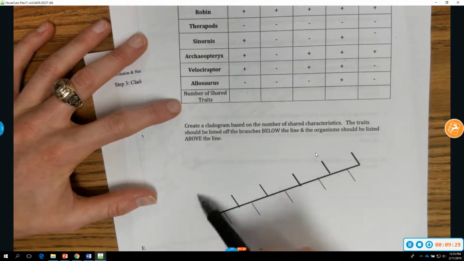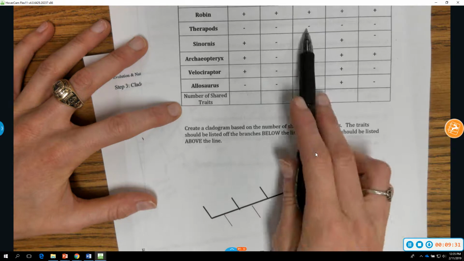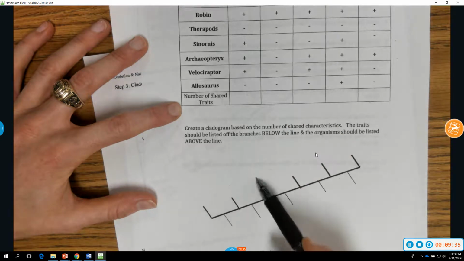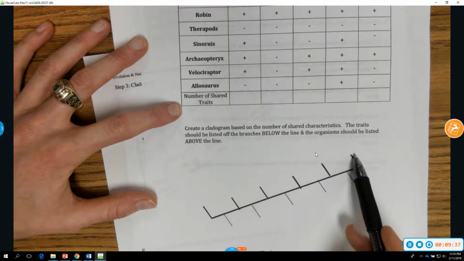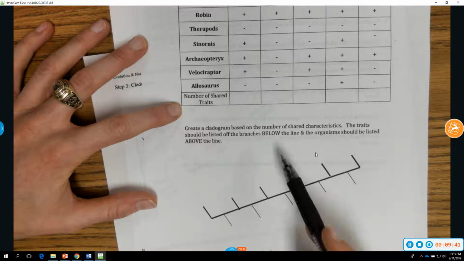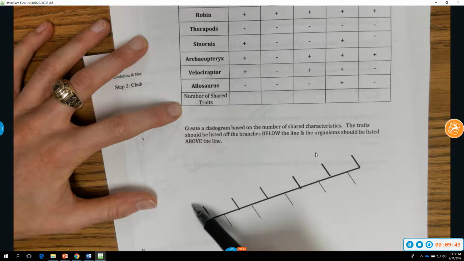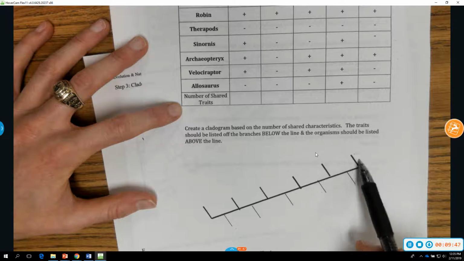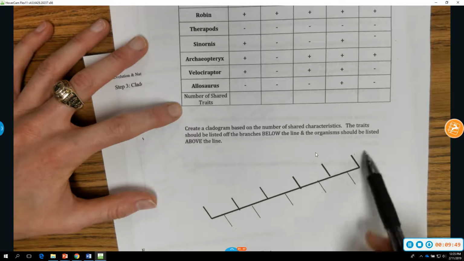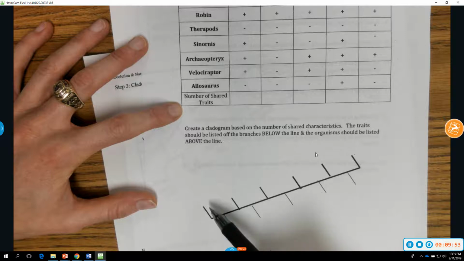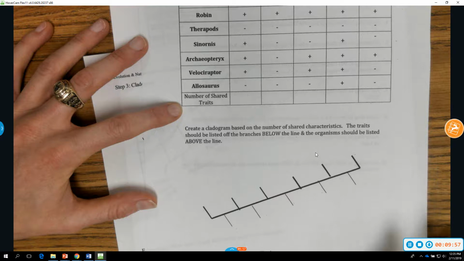So when you do this cladogram, because of that, the organisms are going to be listed above. So I'm going to put the animals' names above, and I'm going to put the traits below. And it says that here in the directions. Okay, so you're going to build your cladogram from simplest to most complex. Remember, the organism here is going to have all of these traits. The organism here has none of the traits because it's behind them.